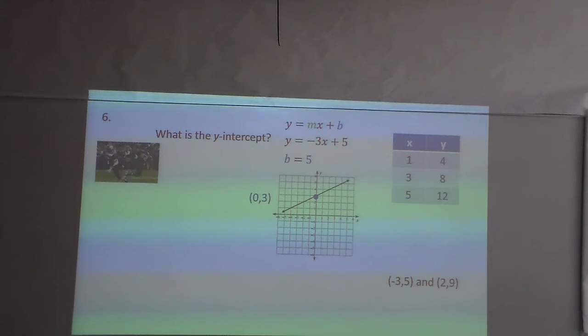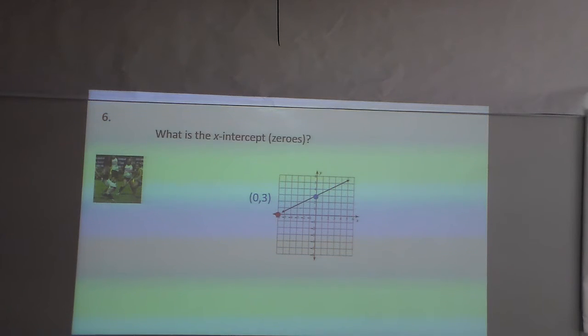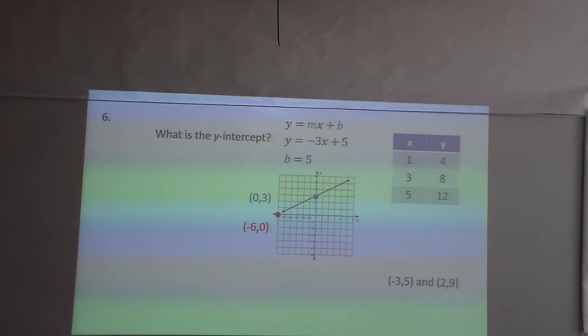Over here, if I want to find the x-intercept, I could extend that out. I can just draw this graph. It would cross right here. I can see it's at negative 6, 0 as far as where the graph goes for the x-intercept. That's another name for that. Let's find the y-intercept of this other problem over here.